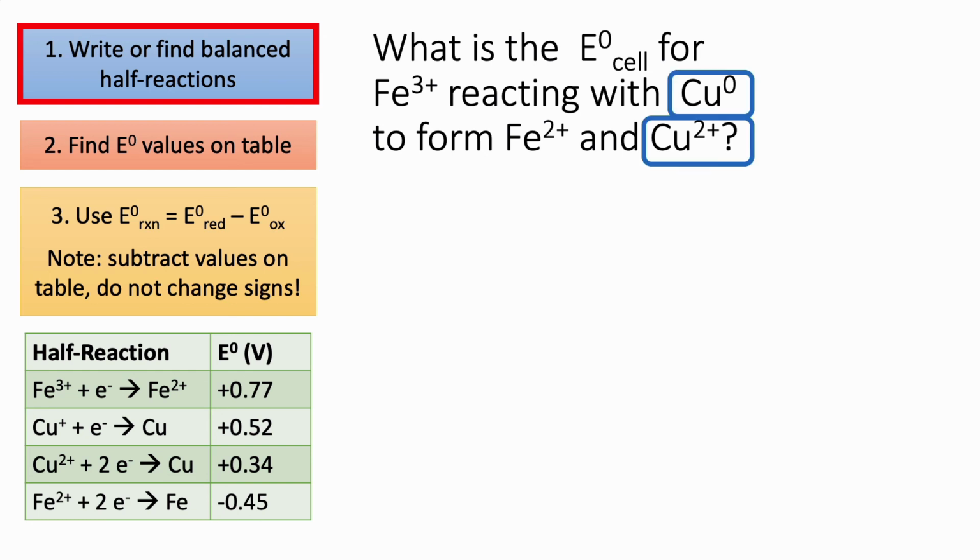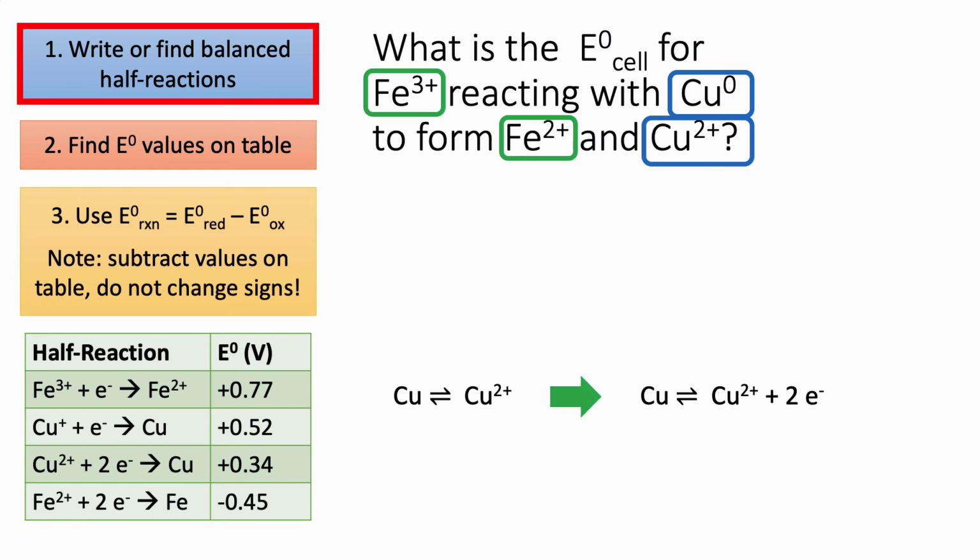Copper 0, copper metal, and copper 2 plus is our first pair. We can see that copper 0 is what's reacting with something, so that will go on the reactant side. And then we have iron 3 plus forming iron 2 plus. So copper forms copper 2 plus. That is not balanced because we don't have balanced charges, so we're going to add some electrons. That's what that will look like. Then our iron 3 plus turning to iron 2 plus, that's also not balanced. We can do that by adding an electron.